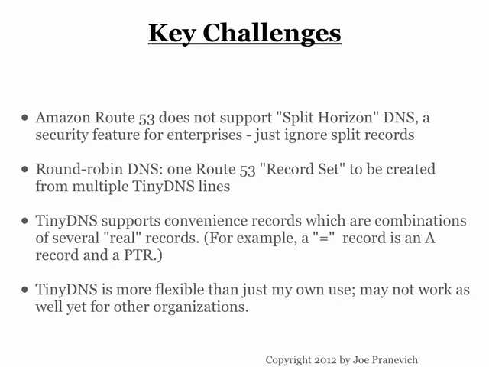As I said before, TinyDNS supports convenience records, which are a combination of several real records. The one that I defined earlier, the equal sign, is an A and a PTR. However, there are other records that can make 2, 3, or even 4 real records using one single character. And finally, I discovered that TinyDNS is more flexible than my own use cases would have admitted. You can have multiple zones in a single zone file. I don't know why you'd want to, and I certainly don't do it that way, but as a result, I was unable to work with all the possible ways that TinyDNS is legally configured and focused on the ways in which our organization configures TinyDNS.